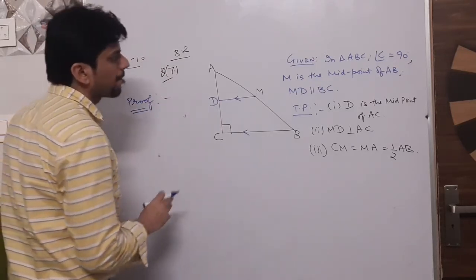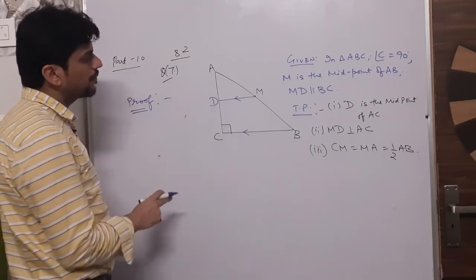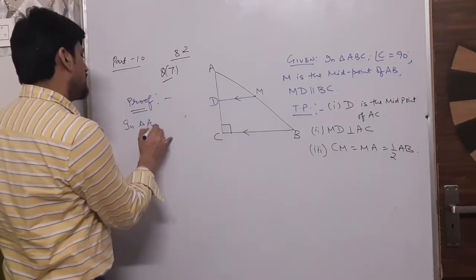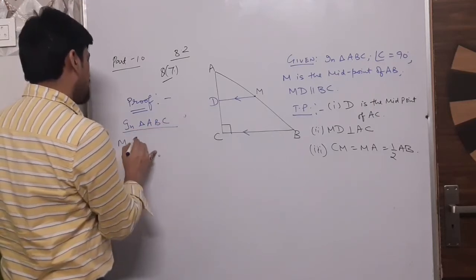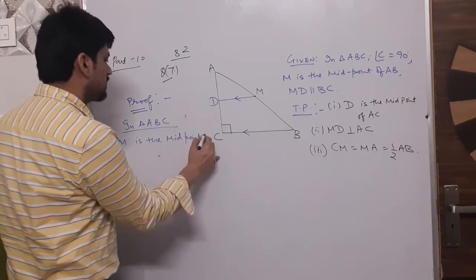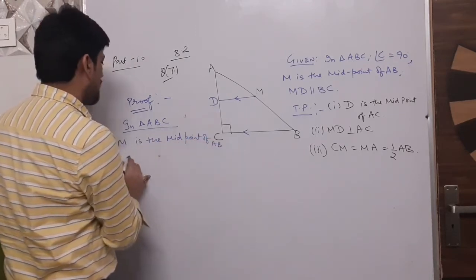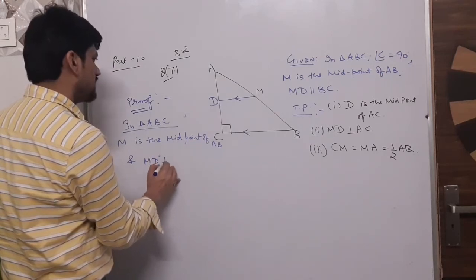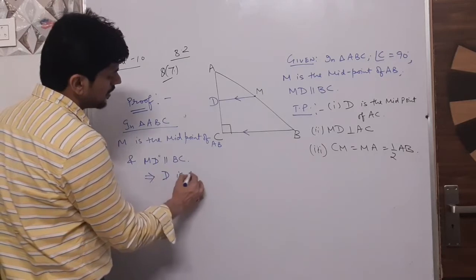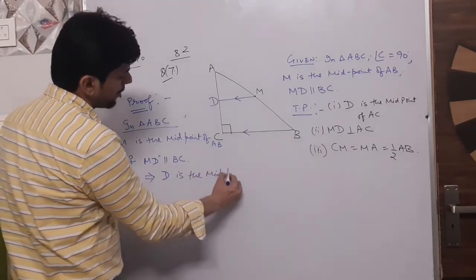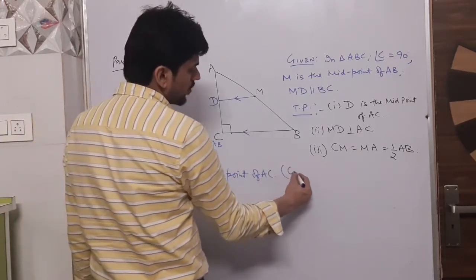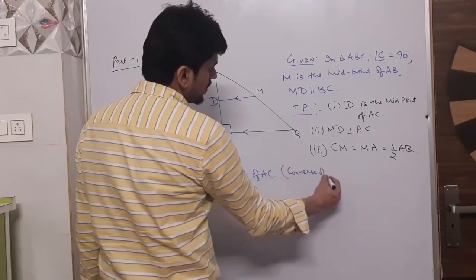So how to prove this? First of all, D is the midpoint of AC. This is direct. In triangle ABC, M is the midpoint of AB, given, and MD is parallel to BC, also given. That implies D is the midpoint of AC. How do you say this? By the converse of the midpoint theorem.